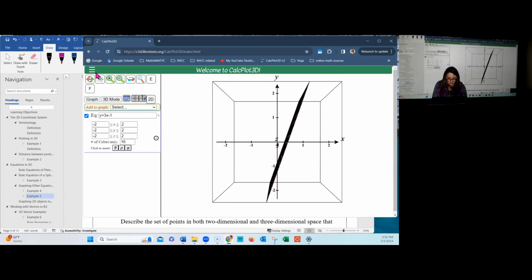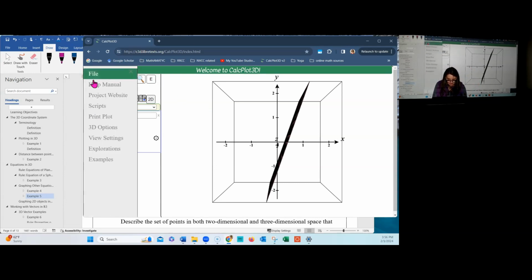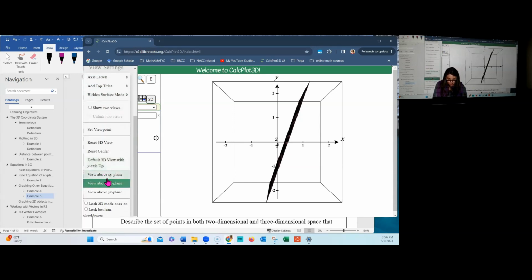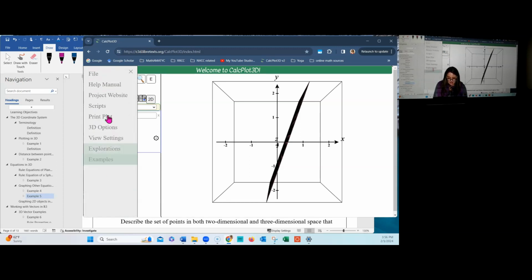All right. And there is an option over here. You can click on this and you can go down to view settings. And on view settings, you can do the view above the XY plane. And then you'll see that one there. You can do the view above different planes.